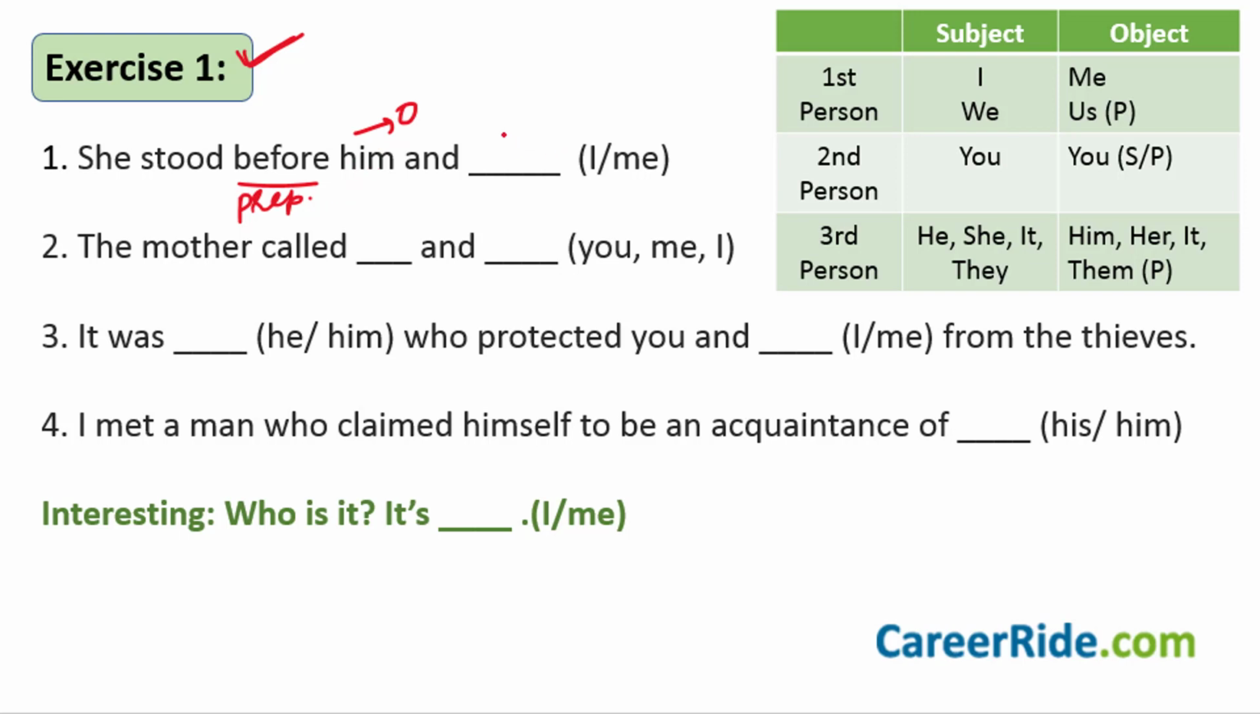And what should it be here? Again, it should be the objective case. And the objective case of first person is me. So it should be you, him and me.